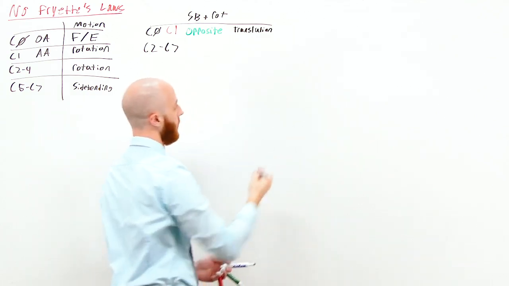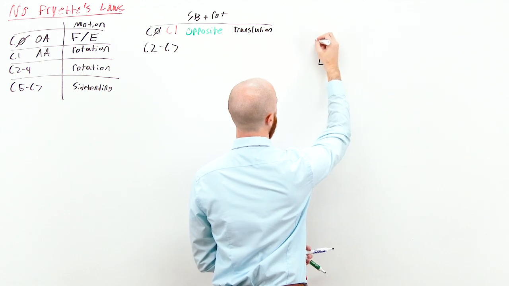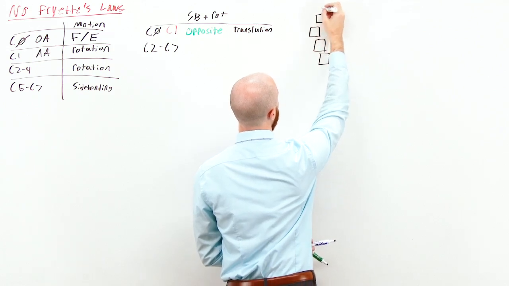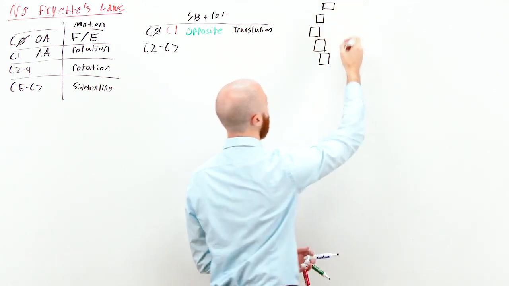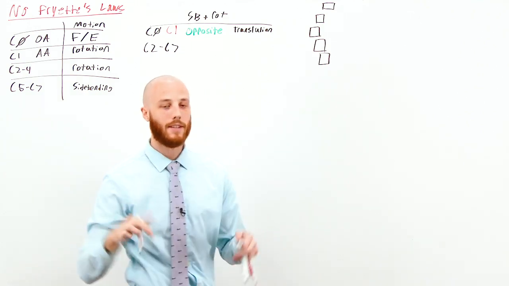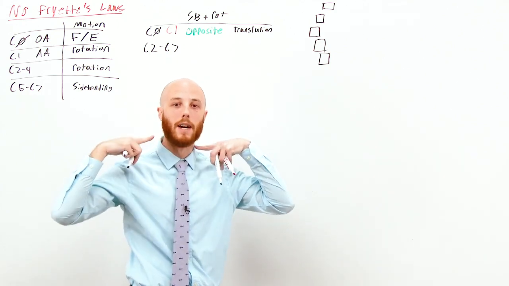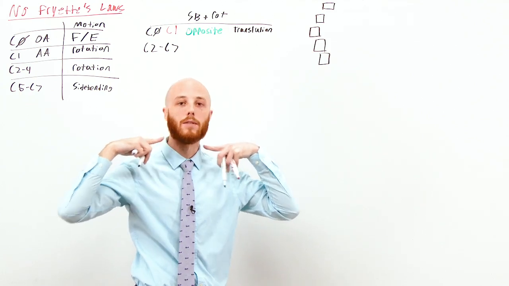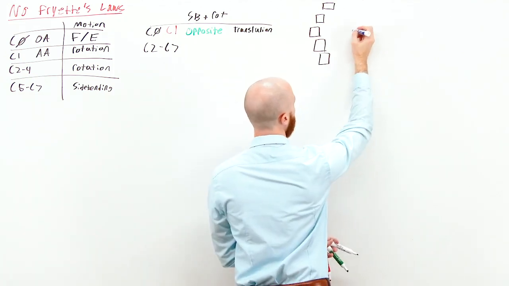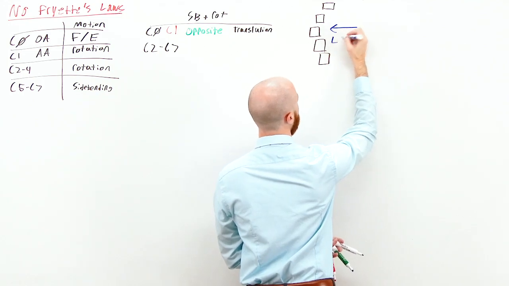So what is translation? Imagine that you're palpating the back side of the cervical spine. What you're going to do is use your fingers and push side to side on the cervical spine. So you're translating from one side to the other. If I'm pushing from the right to the left, this is going to be left translation.